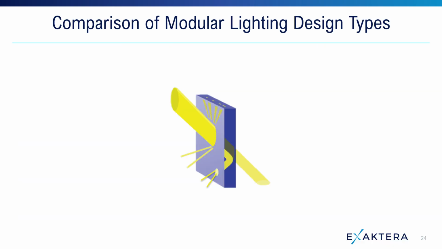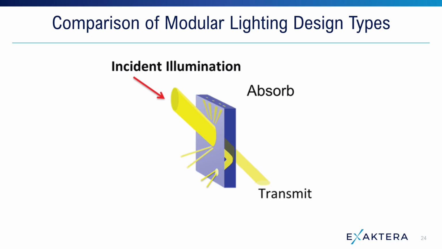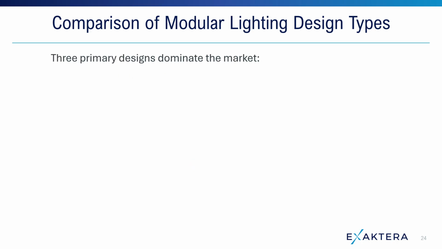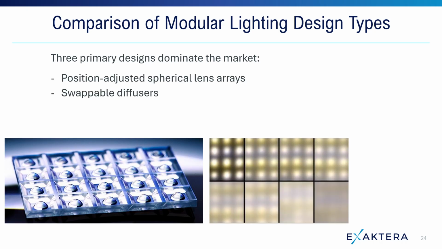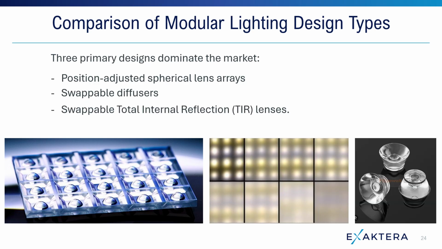The effectiveness of modular machine vision light is determined by the interplay between its optical performance and its configuration mechanism. The choice of technology affects the light's output efficiency, uniformity, and ease of use in the field. Three primary designs dominate the market: position-adjusted spherical lens arrays, swappable diffusers, and swappable total internal reflection, or TIR, lenses.